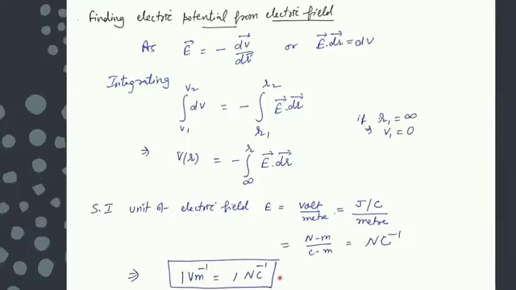So whatever way you write the unit and dimensions, you will be getting the same for the electric field. This is because of the another relation we have taken between the E and the potential difference.